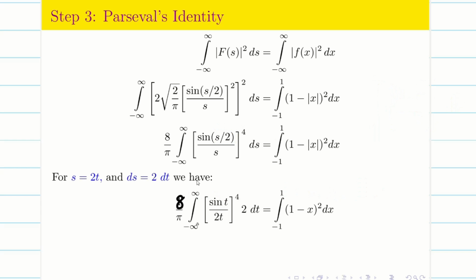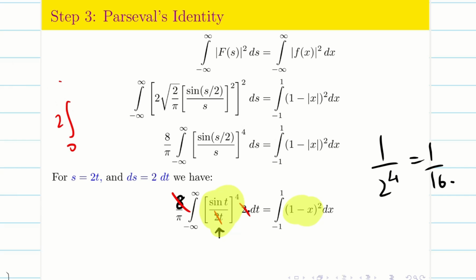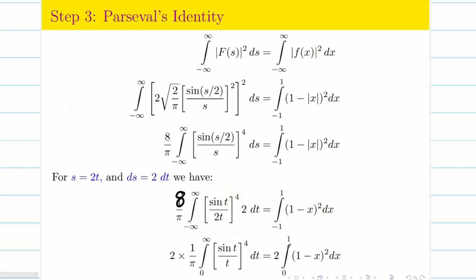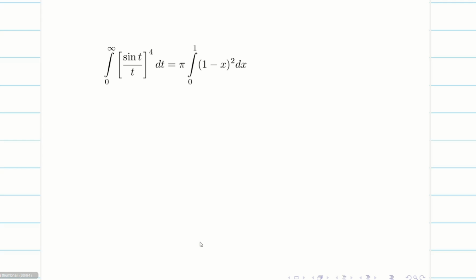Substituting this, we'll be getting 8 by pi, minus infinity to infinity, sine t by 2t whole power 4, 2 into dt. 1 by 2 power 4 is going to be 16. Therefore, this 8 and 2 will get cancelled with this 2 power 4. And also we can see this is whole power 4 and this is whole square. Both are even functions. I can write this as 2 times 0 to infinity here and 2 times 0 to 1 because of the property. Now I can cancel this 2 and 2 and move the 1 by pi to the other side. I'll be getting like this.